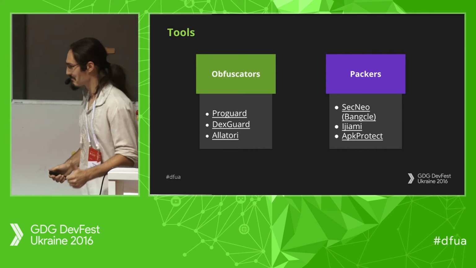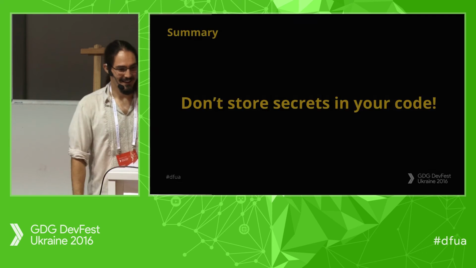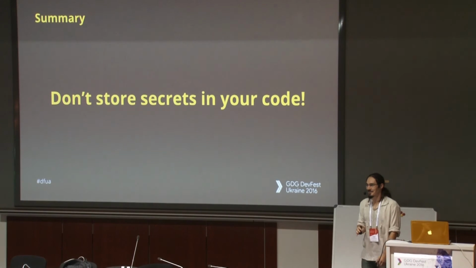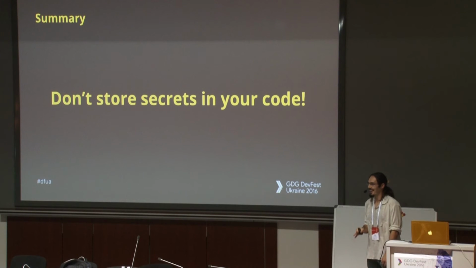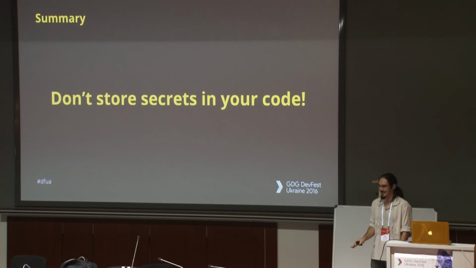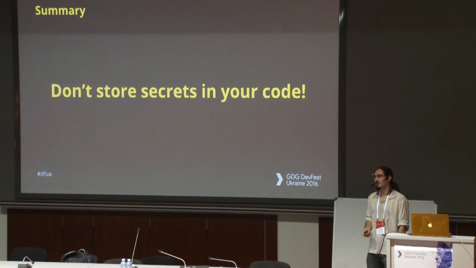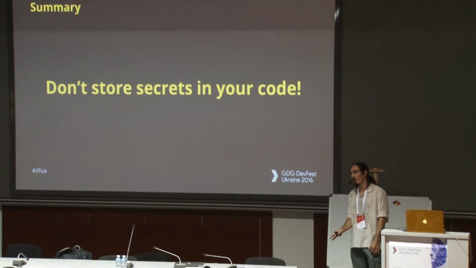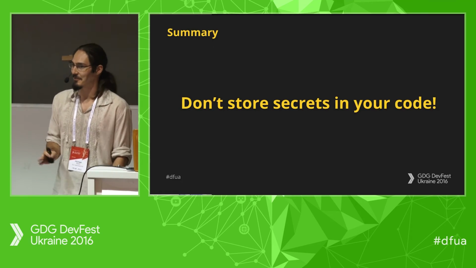Okay, summary. I think 5 minutes will be enough. Don't store secrets in your code, please, because as you can see from the demo, it's really easy to unpack your application and get any strings from it. From the unpacking point of view, Android sources are something like JavaScript code, and no one, at least I hope, stores secrets in client-side JavaScript.